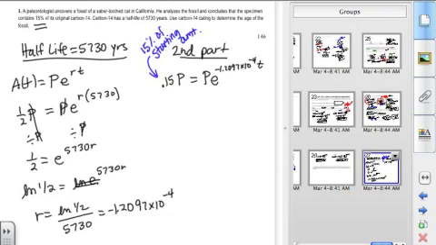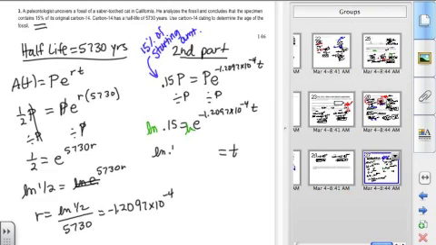All right, so divide by P on both sides. So you get 0.15 equals e raised to the negative 1.2097 times 10 to the negative 4th t. So take natural log of both sides. So natural log and e cancel. So your answer, t, is going to be that natural log of 0.15 divided by that answer that's still in your calculator, negative 1.2097 times 10 to the negative 4th.